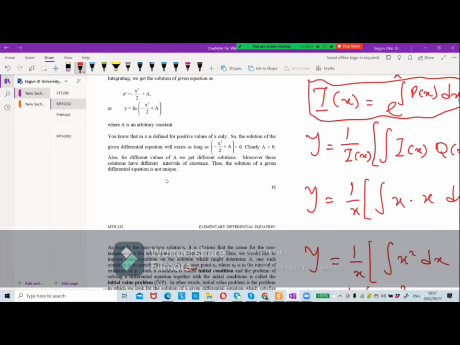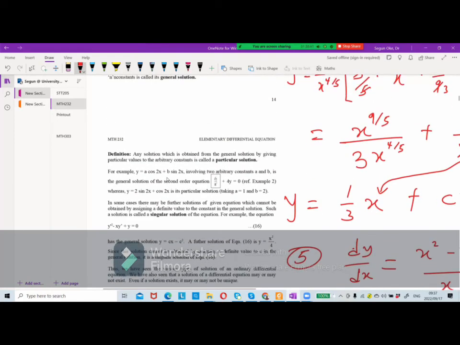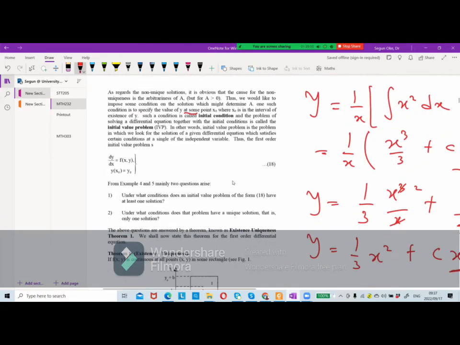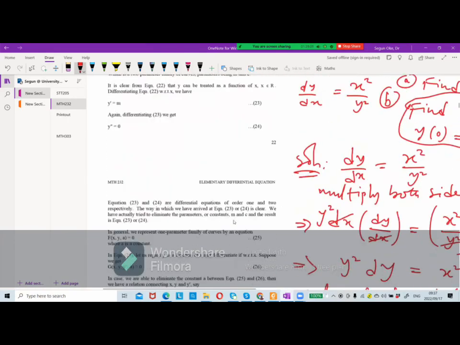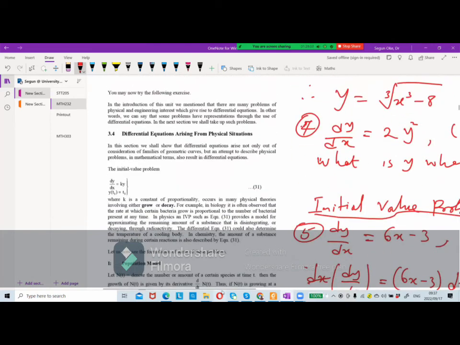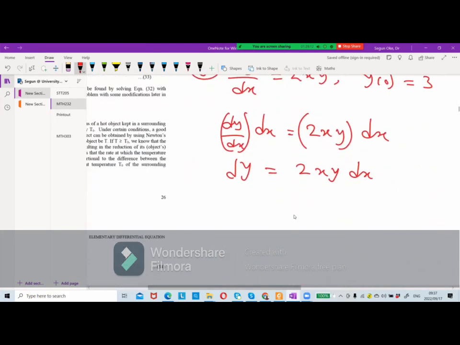But let's look at particular. Okay, look at the particular solution. Any solution which is obtained from the general solution by giving a particular value to the arbitrary constant is called a particular solution. Please take note of the difference between the two. Thank you. They are there in your books. As you can see, the method might look the same, but the definitions are different. Please take note of that. That's why you see what I did, I named it.